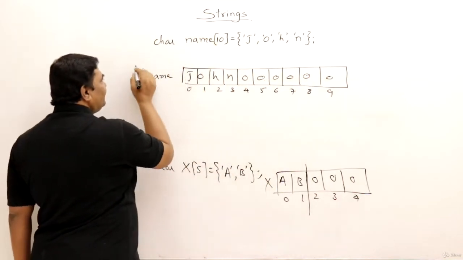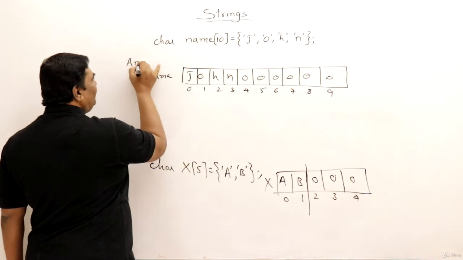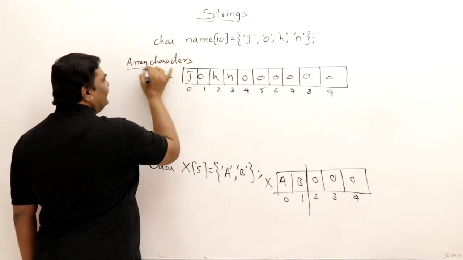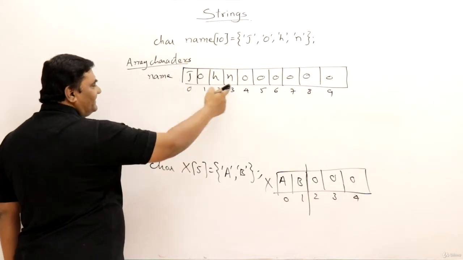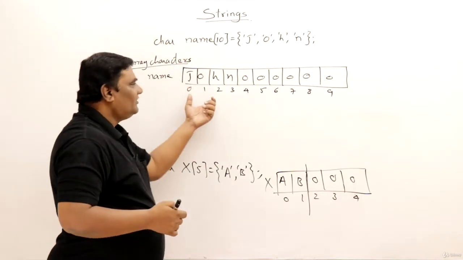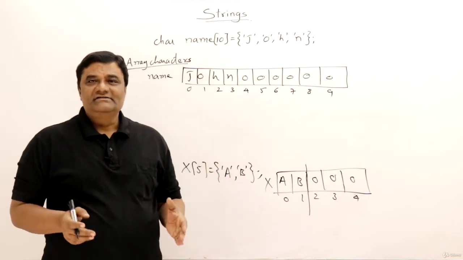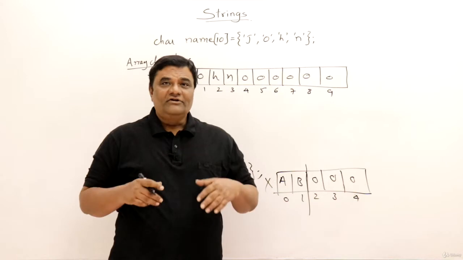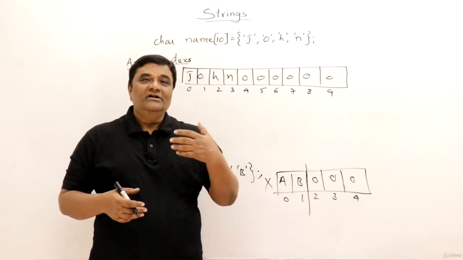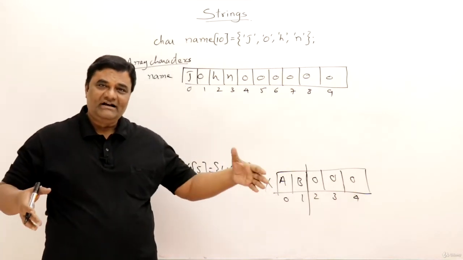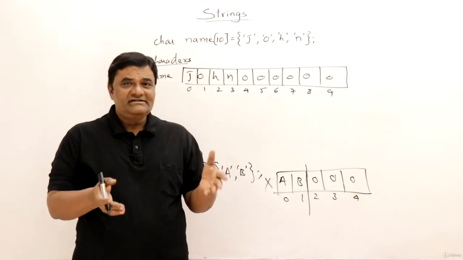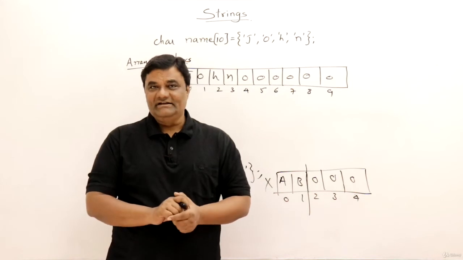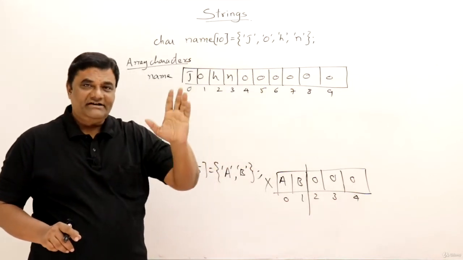Yes, this is a character array or array of characters. So this is an array of characters having the name John. So an array of characters is nothing but a string, right? For storing names, for storing words or sentences or paras, we need a string. It is nothing but a set of characters basically. So a name is a string.